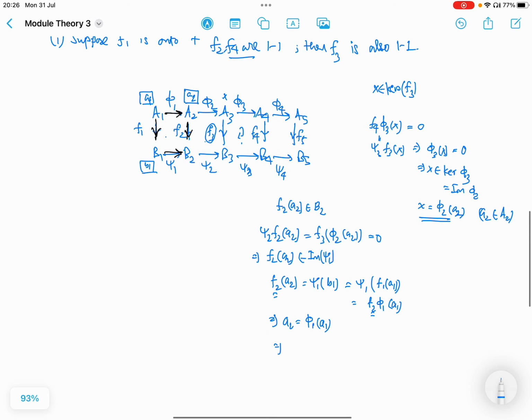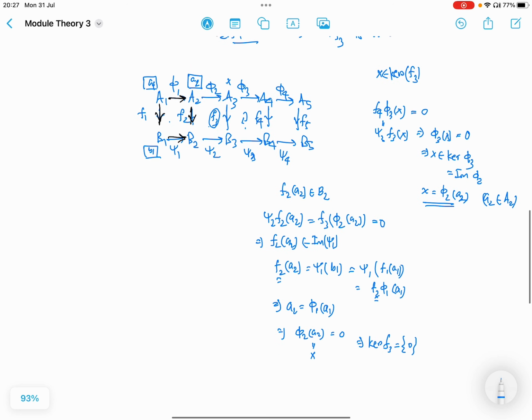And then it is pretty much clear because if you apply phi 2 or psi 2, you will get 0, right? Because phi 2 composed with phi 1 is 0, because this top sequence is exact. And that was your X. So you get kernel of F3 is the 0 module and hence F3 is injective. Okay. That is the first part.